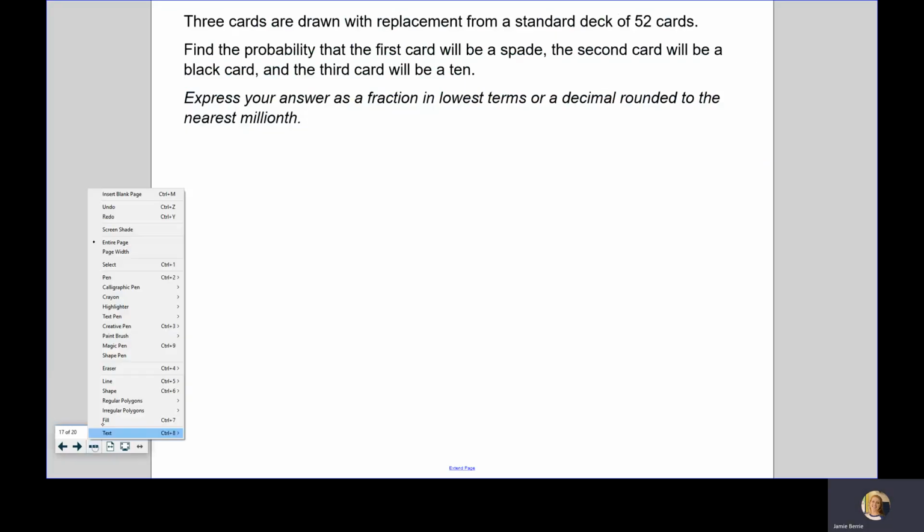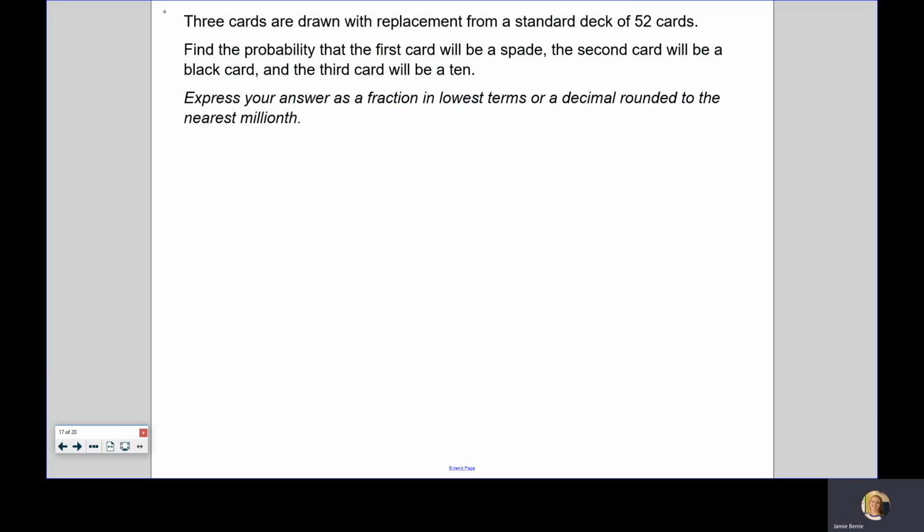I think this is number 6. I like this problem. It says 3 cards are drawn with replacement from a standard deck of 52 cards. Find the probability that the first card will be a spade, the second card will be a black card, and the third card will be a 10. And then same as before, express your answers as a fraction in lowest terms or as a decimal rounded to the nearest millionth.